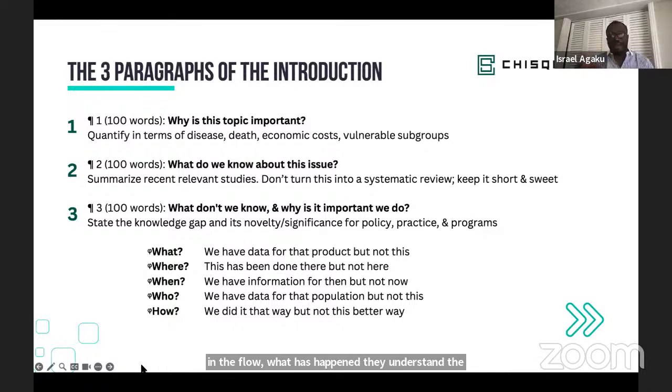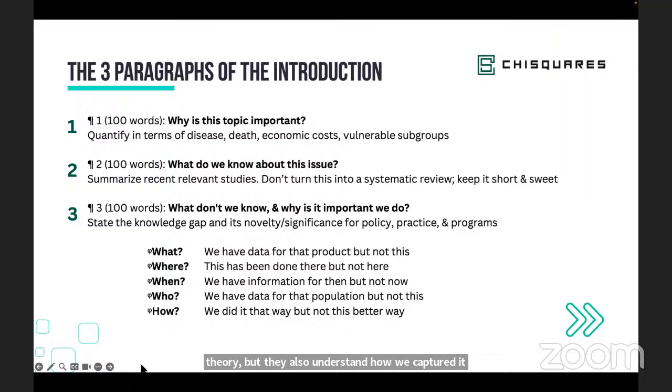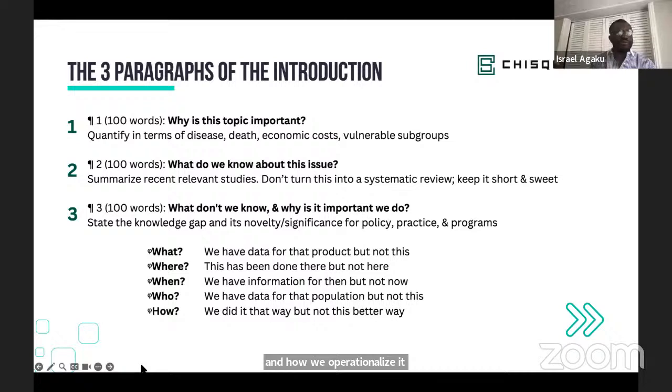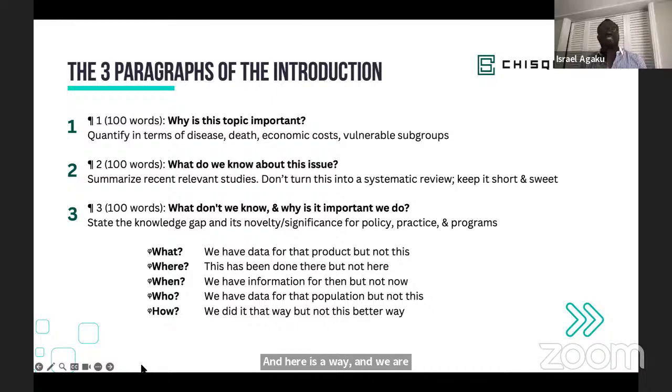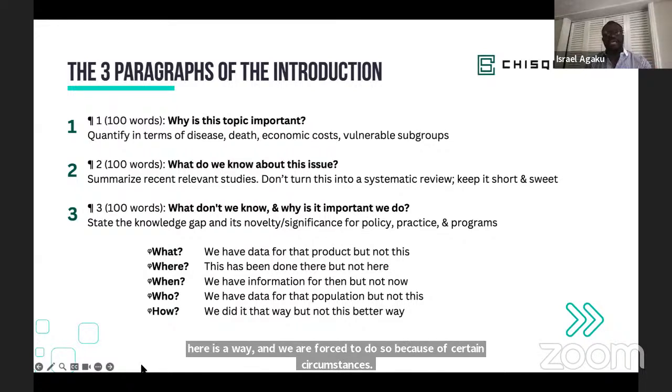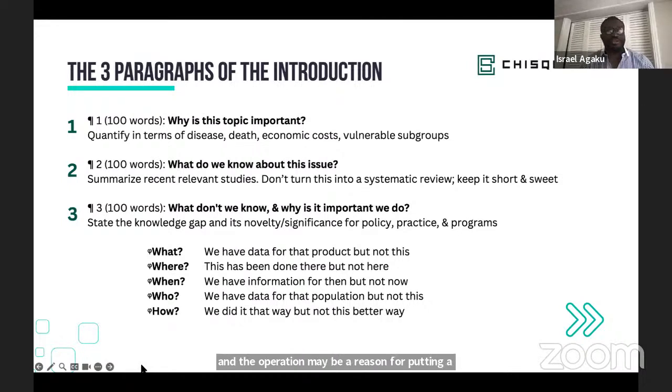They understand the theory, but they also understand how we captured it. And if there's a gap between how the theory was and how we operationalized it, that is where we report the limitations. That is, this operational definition may not necessarily align with what we are intending conceptually. And here is why. We're forced to do so because of so and so circumstances. And so this is a limitation. So sometimes the gap between your ideation and your operation may be a reason for putting a limitation in that section, but they should go together every single time.